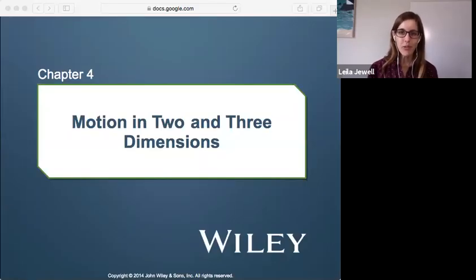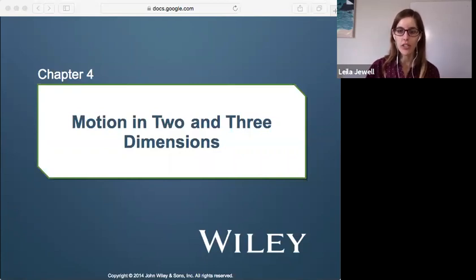Chapter 4, we're taking a look now at motion in 2 and 3 dimensions. So now that we've had chapter 3, where we got to see vectors, that understanding will help us to analyze what we did in chapter 2, where we just had motion in 1 dimension, in a more interesting way, studying motion in 2 and 3 dimensions. So it will really be an expansion of chapter 2 in light of what we've learned in chapter 3.